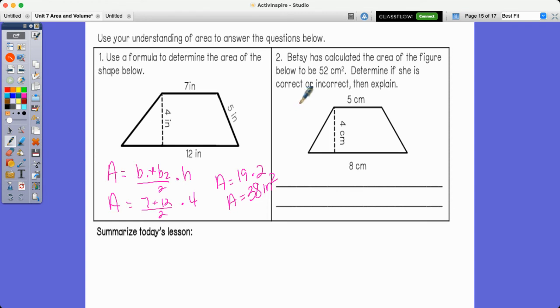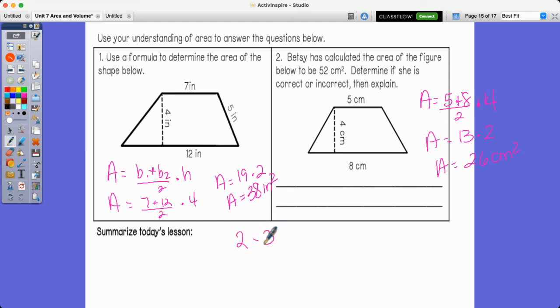Okay, Betsy has calculated the area of the figure below to be 52 centimeters squared. Determine if she has it correct or incorrect. Well, we're going to solve it. I have area equals 5 plus 8 divided by 2 times 4. Once again, I'm going to divide this one first. So I have area equals 13 times 2, which is 26 centimeters squared. Was she correct or incorrect? Well, she is incorrect. She forgot to divide by the half right there. That is why she got the incorrect answer.